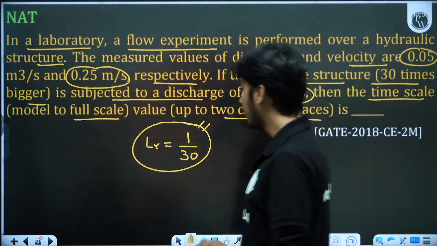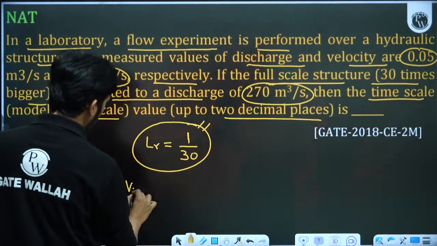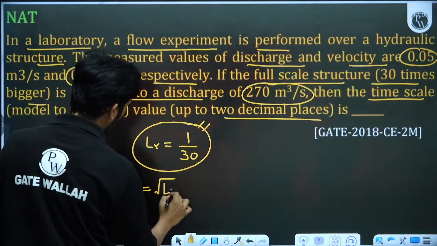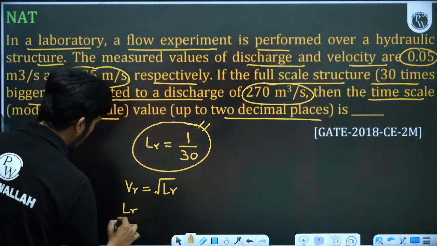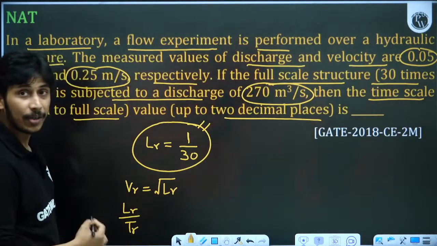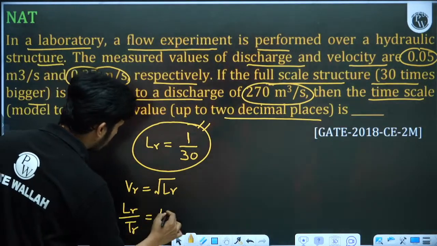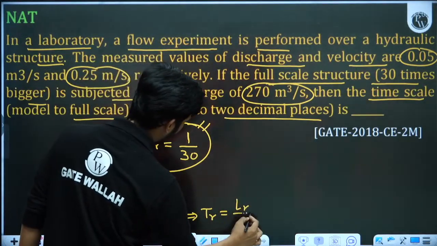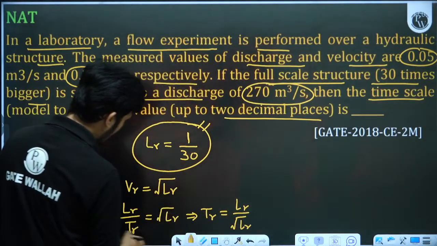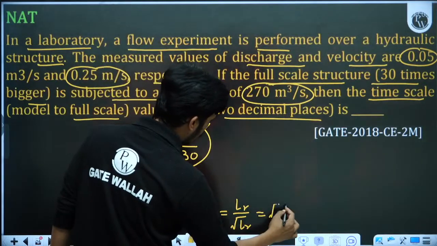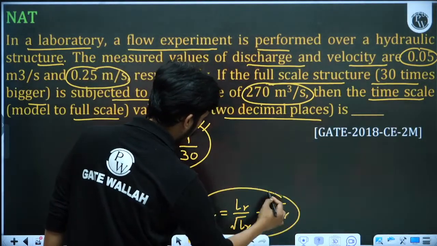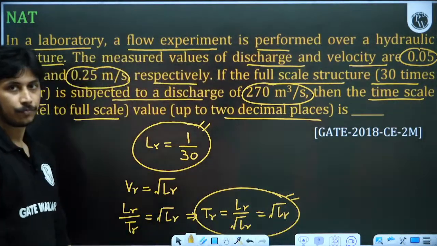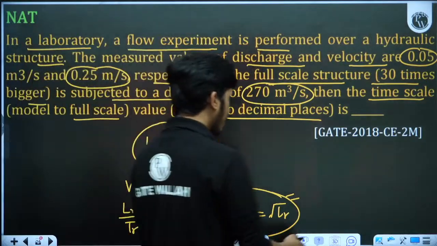Time scale means we know that the velocity ratio is root LR. What is velocity ratio? Velocity ratio is actually length ratio upon time ratio, because velocity is length upon time, and it is equal to root LR. So what will be the time ratio here? Time ratio will be LR by root LR, so this will be again root LR. So in Froude's model law, the time ratio is also root LR. That is the time ratio they are asking.